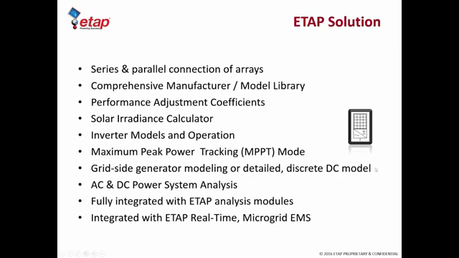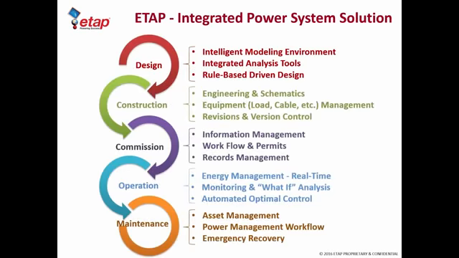So ETAP does support that kind of connection, or you can go into a full detailed discrete DC model where you can build every single combiner box, junction box, every string cable, and do a complete detailed DC analysis from a solar farm or a solar system designer perspective. You can also do AC and DC analysis, and we'll look into that as well. The PV system is integrated with all of the ETAP analysis modules, so you can also use it for motor starting, transient stability, and other types of calculations, including protection. And it's also integrated with the ETAP real-time microgrid energy management system. So we'll take a quick glimpse at that as well.